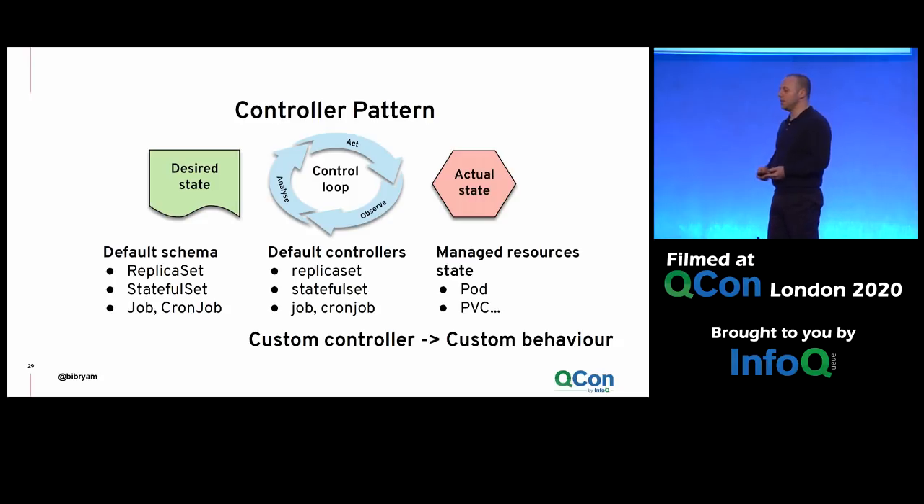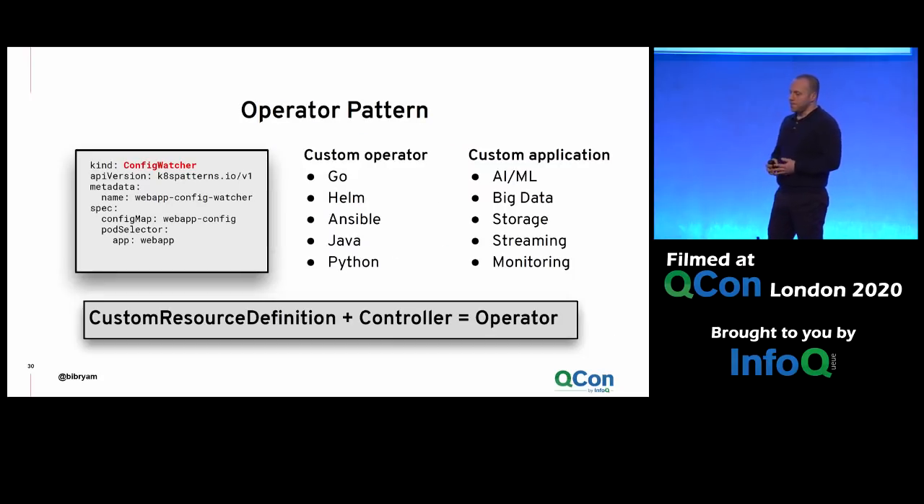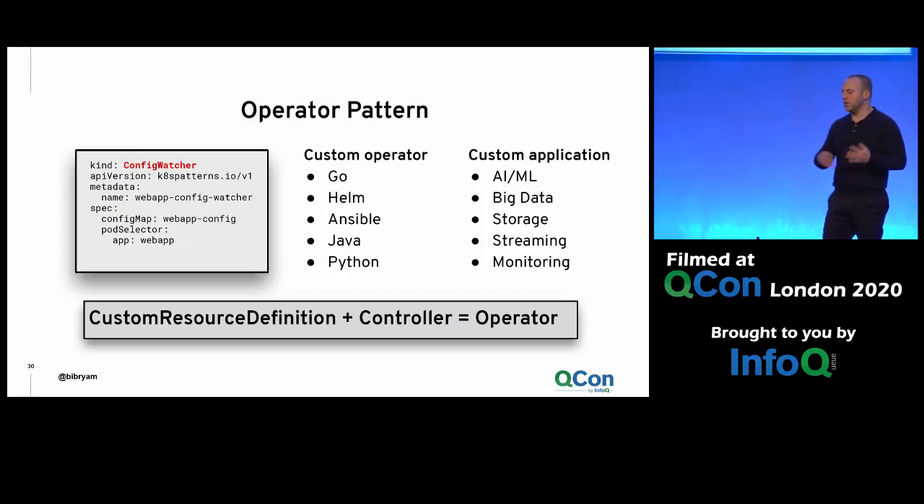That would be an example of a custom controller. Now, it turns out that even though Kubernetes has a good collection of resources, they are not enough for all the different needs you may have. So Kubernetes introduced the concept of custom resource definitions. That means you can model your requirements and define an API that lives within Kubernetes.